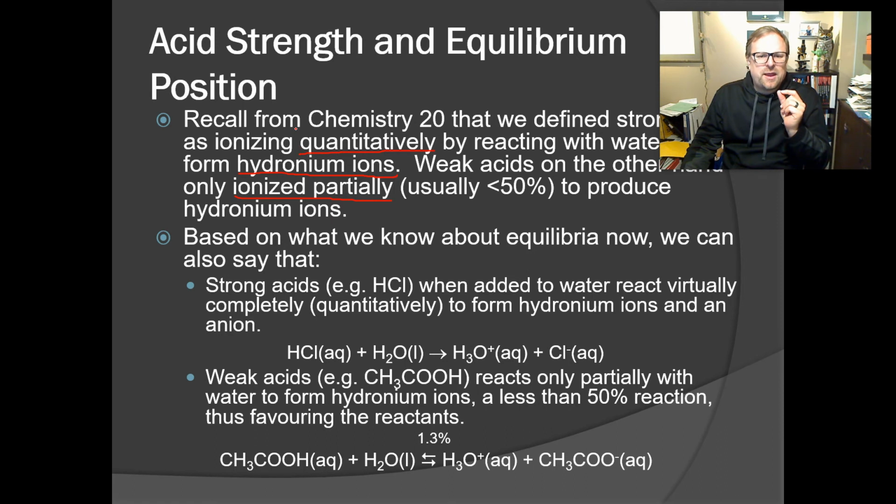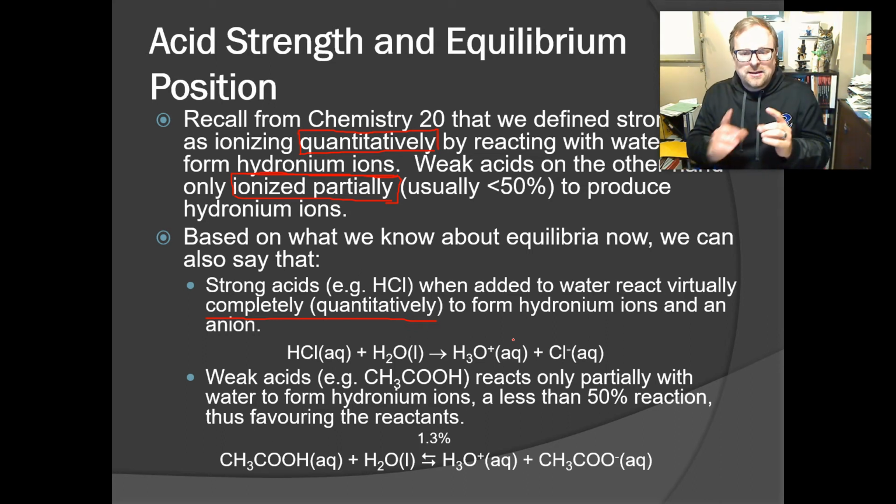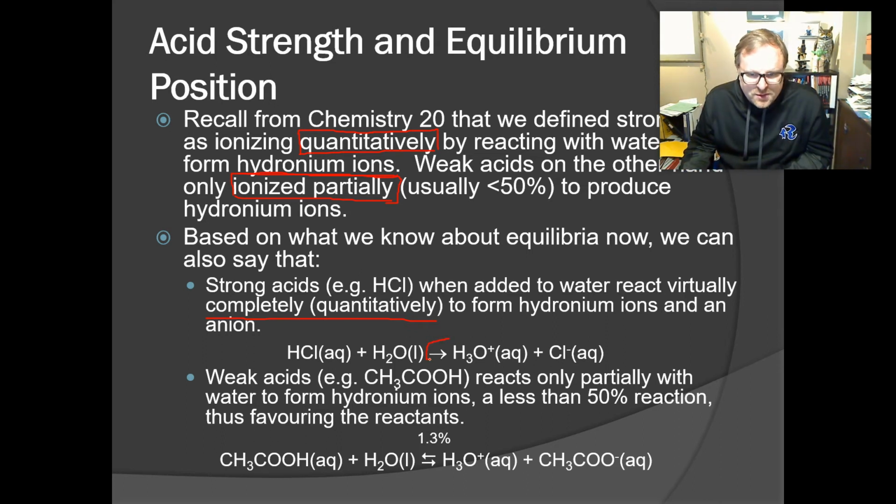This should look like a quantitative reaction, a complete reaction. And this should look like something that establishes an equilibrium that favors the reactants, okay? So based on what we know about equilibria, we can say strong acids, when added to water, react virtually completely or quantitatively to form hydronium ions and an anion, right? That should sound like using, there it is, our single arrow in this unit, okay? That should make pretty much sense.